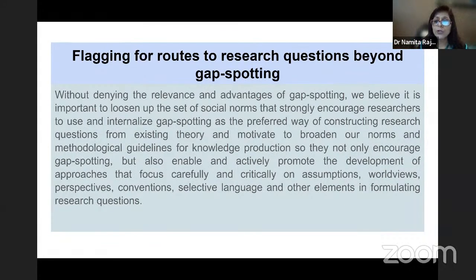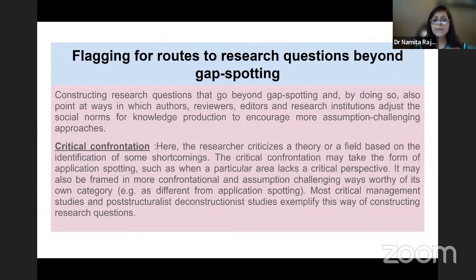for knowledge production. So they are not only encouraging gap spotting, but also enabling and actively promoting the development of approaches that focus carefully and critically on the assumptions, worldviews, perspectives, conventions, selective language, and other elements in formulating the research questions. So I'm going to talk about some other routes now.